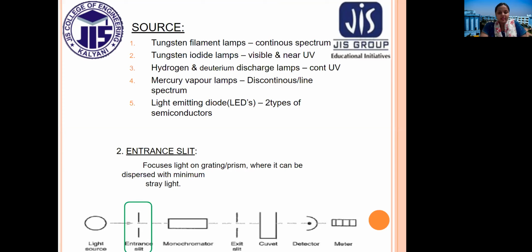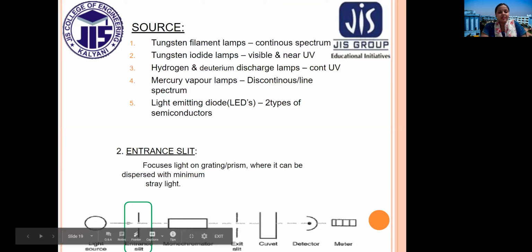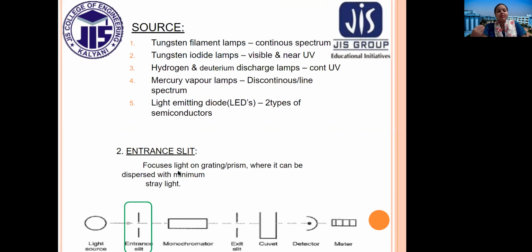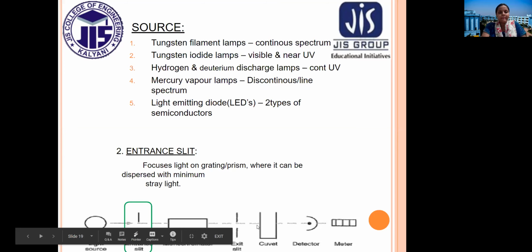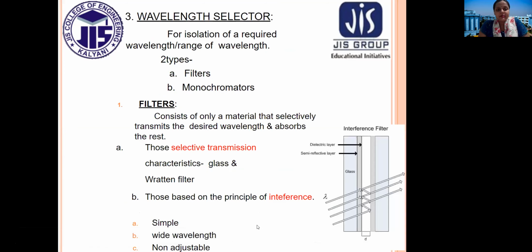Now the entrance slit focuses light on the grating or prism, where it can be dispersed with minimum stray light. What is the entrance slit? See here, this is mentioned with a green dot. This is the entrance slit. Now what is the purpose of this entrance slit? It focuses the light on the grating or prism. Next, the wavelength selector, for isolation of a required wavelength or range of wavelengths. Now a wavelength selector may be of two types, filters or monochromators.